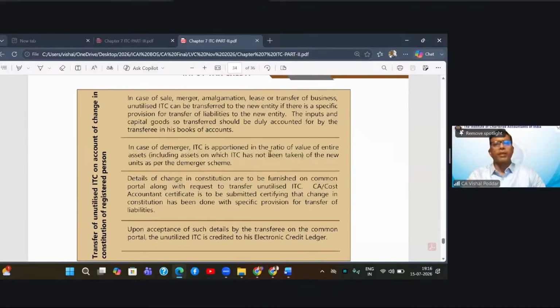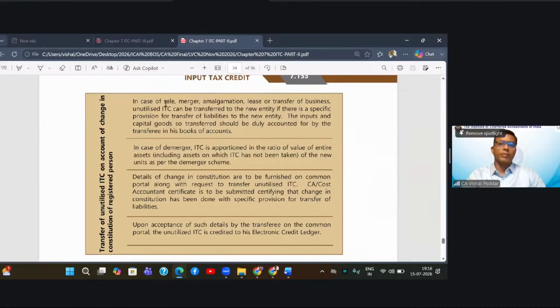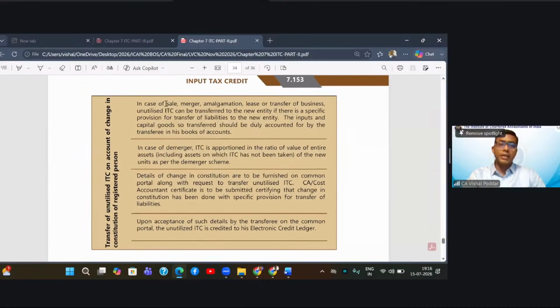So here, where you have sold your entire business to someone else. Now, when you will do this, either by way of sale of the business, or there is merger, amalgamation, or there is lease or transfer of your entire business. So now here you are not selling one of the assets, you are selling the entire business in toto. Or another possibility of this sale is because of demerger. Another possibility is change in the constitution.